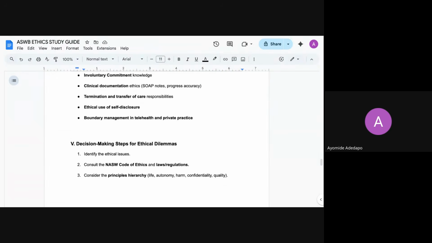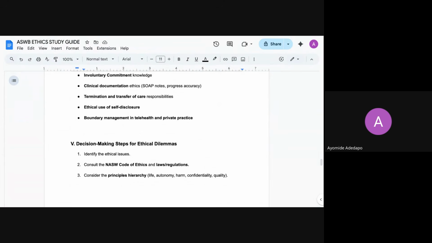Boundary management, like I said before. Make sure you understand what boundaries look like in private practice and via telehealth. If you have a client with a certain diagnosis that has difficulty with boundaries, make sure that you answer the question in a way that upholds your boundaries. Very, very important.